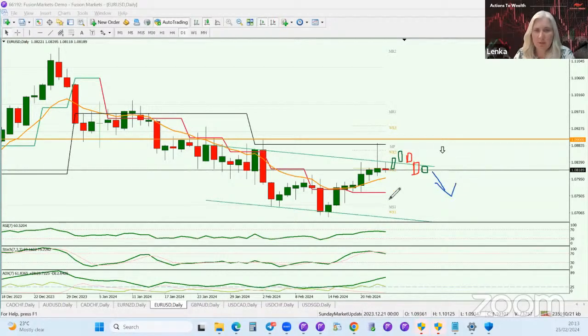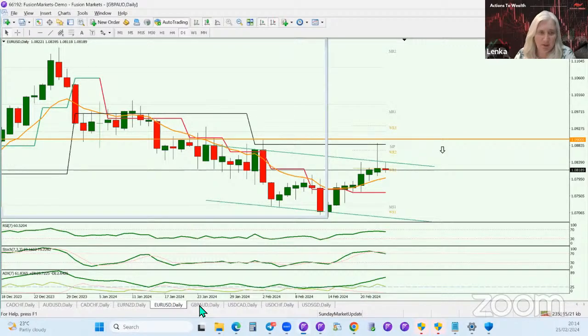Okay. Being mindful that there is the monthly pivot there, so I would like to have partial profit or at least stop loss to break even before price gets to that. And ideally a close below the EMA. So let's see what that one ends up like.